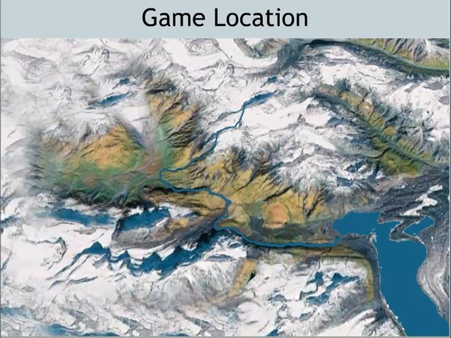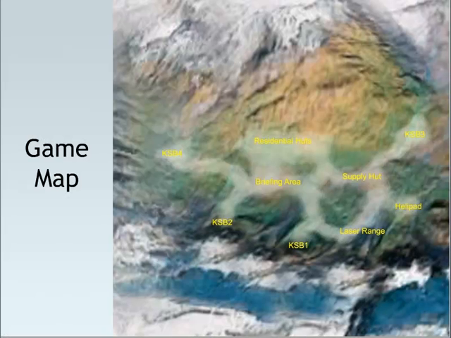So the game is situated in the mountains in Alaska in the winter, not too far from Fairbanks. So this is a map of the location of the game environment. Of course, this is not a real map of Alaska. This is our rendition of what this area would be, but it's drawn from actual topography not too far away. And how the map is set up is, as you can see in these yellow labels, each of the KSBs has their own dedicated area.